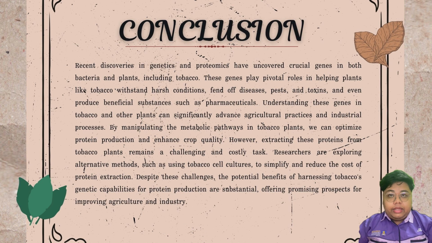So to conclude, recent discoveries in genetics and proteomics have uncovered crucial genes in both bacteria and plants, including tobacco. These genes play pivotal roles in helping plants like tobacco withstand harsh conditions, fend off diseases, pests, and toxins, and even produce beneficial substances such as pharmaceuticals. Understanding these genes in tobacco and other plants can significantly advance agricultural practice and industrial processes. By manipulating the metabolic pathways in tobacco plants, we can optimize protein production and enhance crop quality.